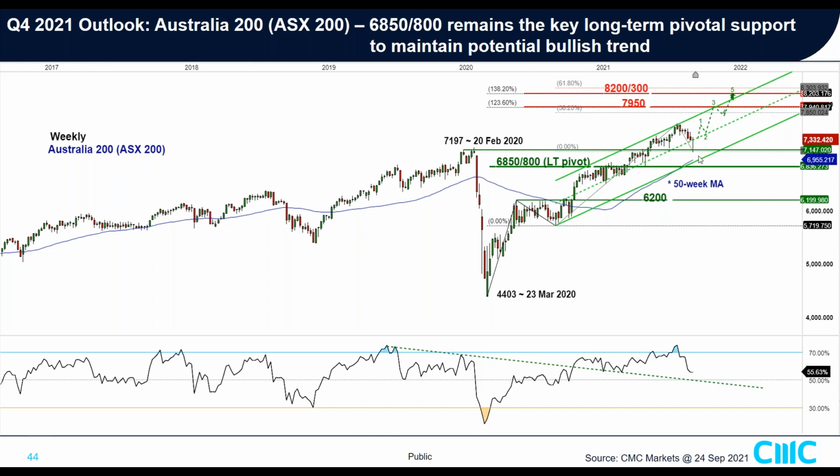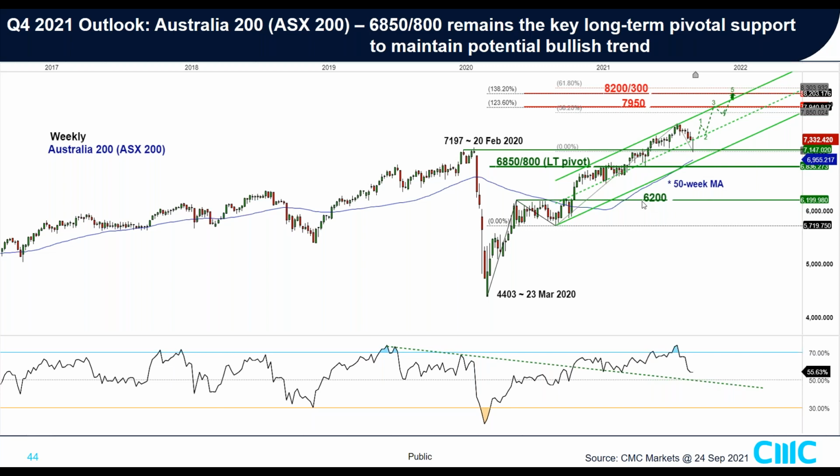Right now, the 50-week MA is at the 6,850/800 level, which coincides with the long-term pivotal support that we had in last quarter. So this level has no change, and we're still maintaining it as the make or break level for this potential bullish move to resume towards 7,950, above it 8,200. This is also kind of a residual push up. However, if we start to see a weekly close below this 6,800 level, that bullish view will be invalidated. Then we start to see a corrective decline towards the next support at 6,200.